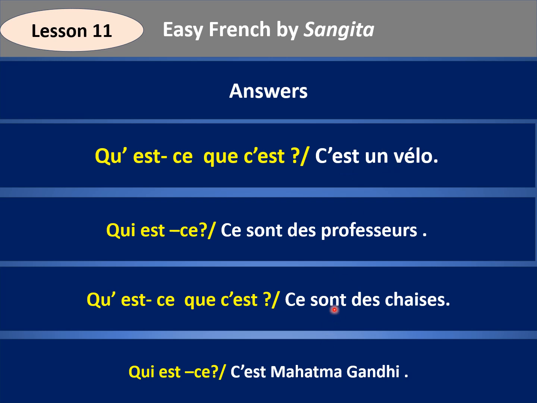So the answers I have already given. Now, actually, the question is the answer for you right now. So the question to the first answer, c'est un vélo, will be qu'est-ce que c'est because it's an object, right? Qui est-ce? Ce sont des professeurs. Again, for people, we are going to write qui est-ce? Ce sont des chaises. Again, object. So question will be qu'est-ce que c'est? And C'est Mahatma Gandhi. So qui est-ce? Because he's a person and you are not going to write any article in front of Mahatma.